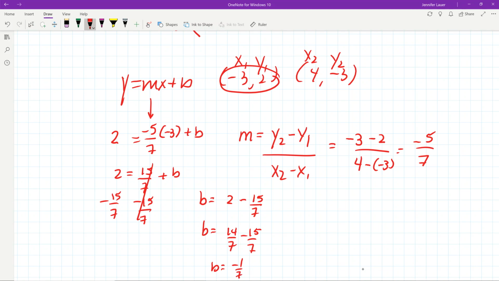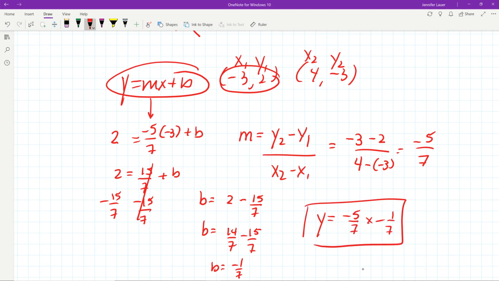Now I'm not done. Remember what they're asking for. They want the equation of a line, so I have to put it all back together. I now have my slope, and I now have my y-intercept. So that is the answer you were looking for.